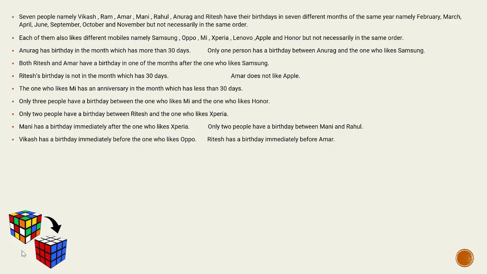If you read the question, the data has been given month wise. Anurag has a birthday in the month which has more than 30 days. Then both Ritesh and Amar have a birthday in one of the months after the one who likes Samsung. Ritesh's birthday is not in the month which has 30 days. So a lot of data has been given keeping in mind the months.